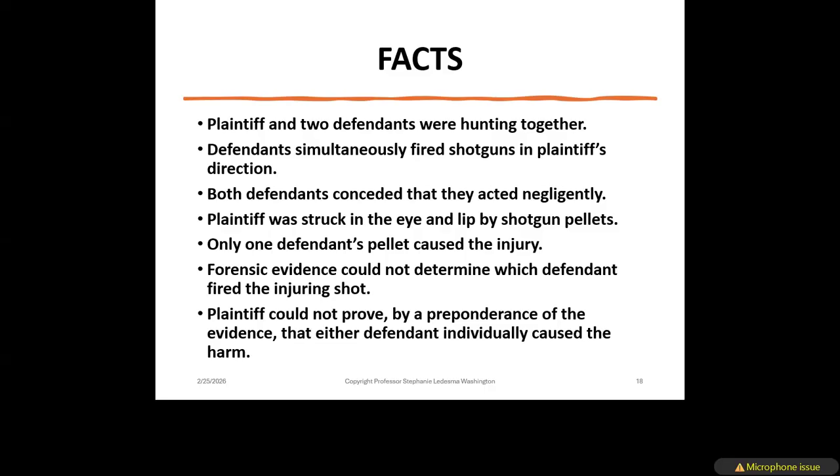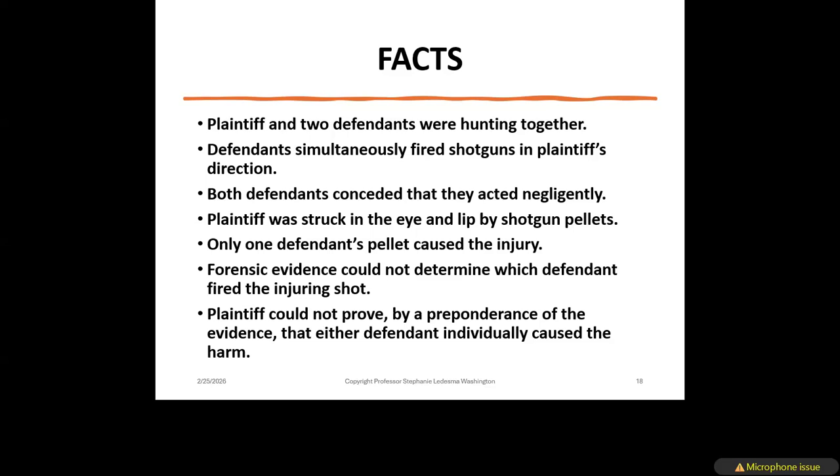Quick review of the facts. Plaintiff and two defendants are hunting together. The two defendants simultaneously fire shotguns in the plaintiff's direction. Both defendants concede that that act was negligent. The plaintiff was struck in the eye and the lip by shotgun pellets. Only one of the defendants' pellets actually caused the injury. Forensic evidence could not determine which of the two negligent defendants fired the injuring shot.